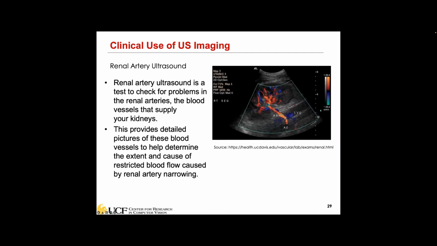On the right side of this figure, you can see the red and blue colors indicating different directions of the blood flow in the vessels, and the color intensity indicates the speed of the flow. Based on this ultrasound image, you can identify which part of the blood vessel may be clogged. You have a narrowing renal artery, which will restrict blood flow, so you can examine this based on the ultrasound image.